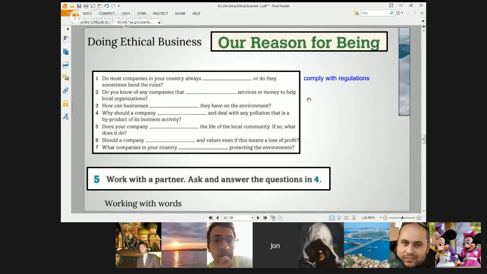Yuki, unfortunately, most companies in my country always try to bend the rules. No, I don't believe it. Is it true? Yes, I think the business environment always thinks about their earning. They only think about their earnings.